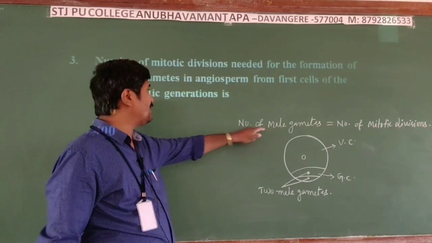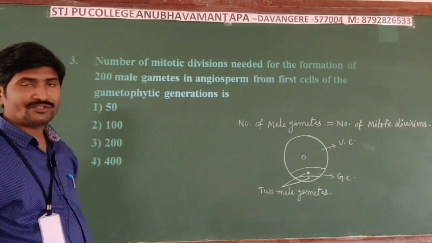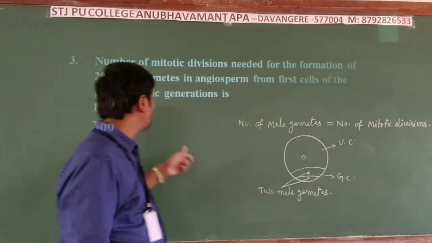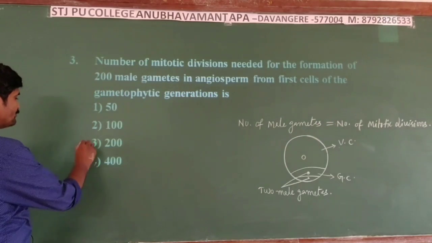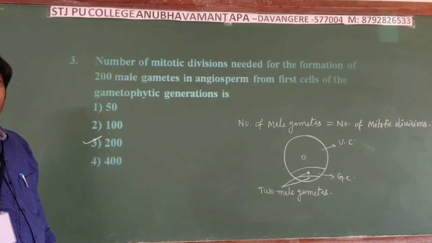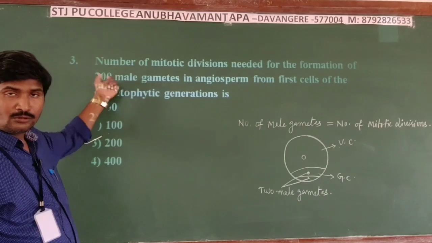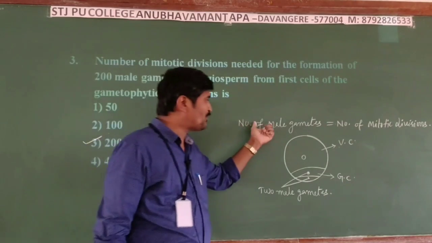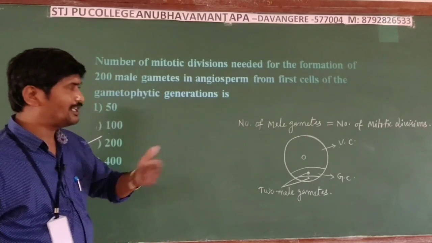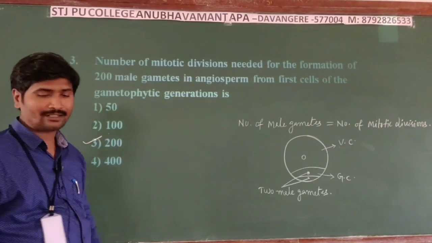Total number of male gametes, how many is there? 200 male gametes. What is the correct answer? The number of mitotic divisions is also 200. The number of male gametes is equivalent to the number of mitotic divisions. The number of mitotic divisions is also 200. That is the correct answer.